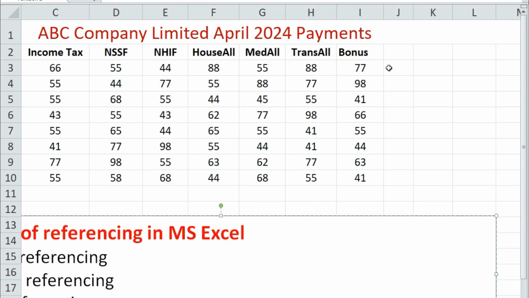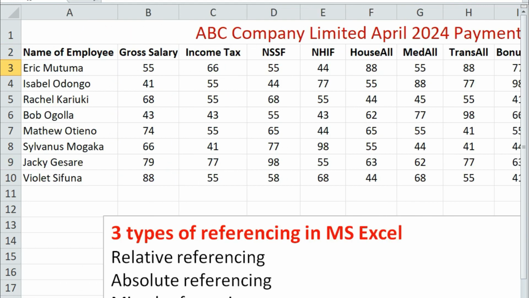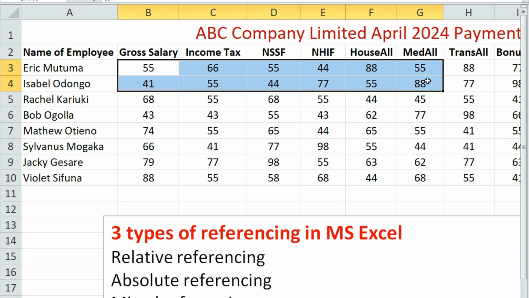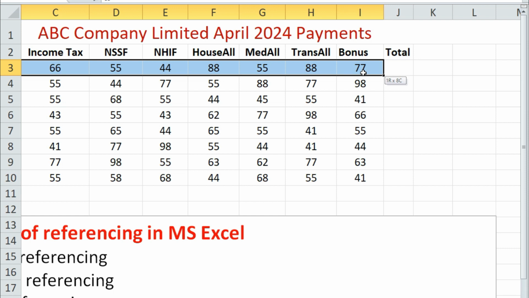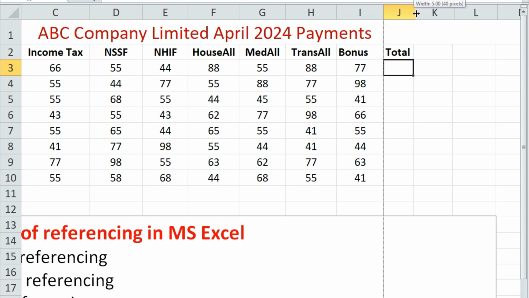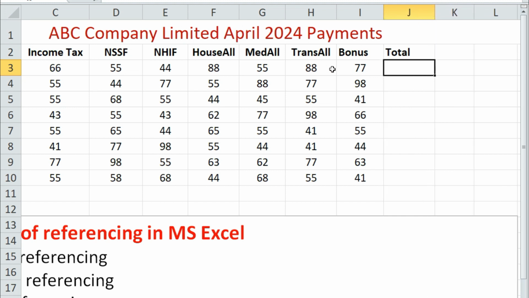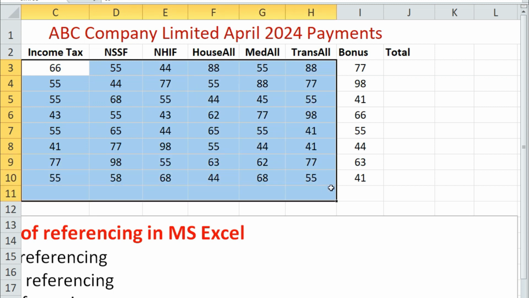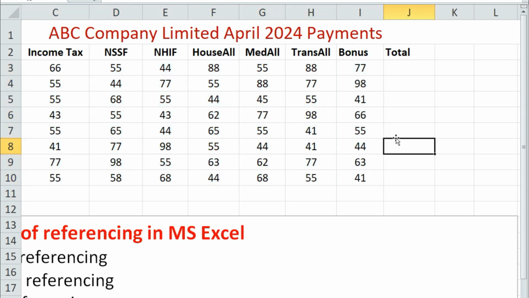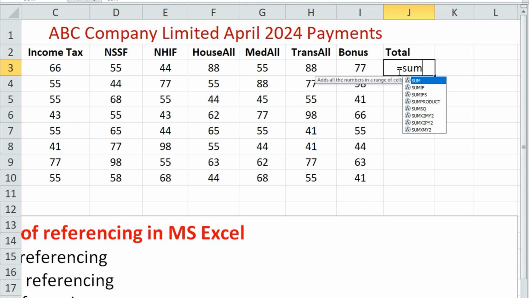For example, if I say total here, I want to add from gross salary to bonus over there. Just adding the figures. There is no relationship between these items. I'm going to delete them because I'm going to add the real values, but these are the values from the previous document. If I wanted to do the total, it's equals to sum, and then I will open the bracket.